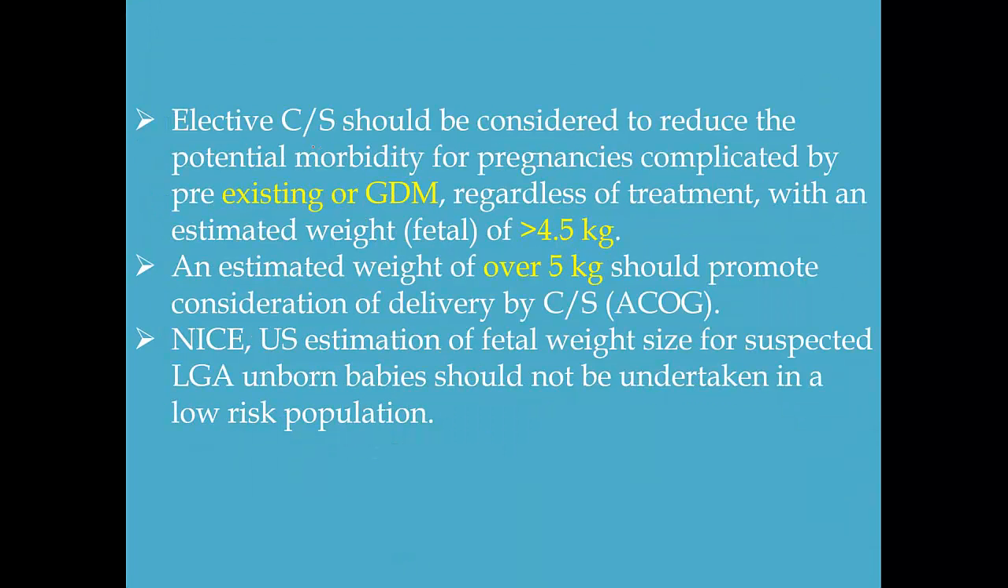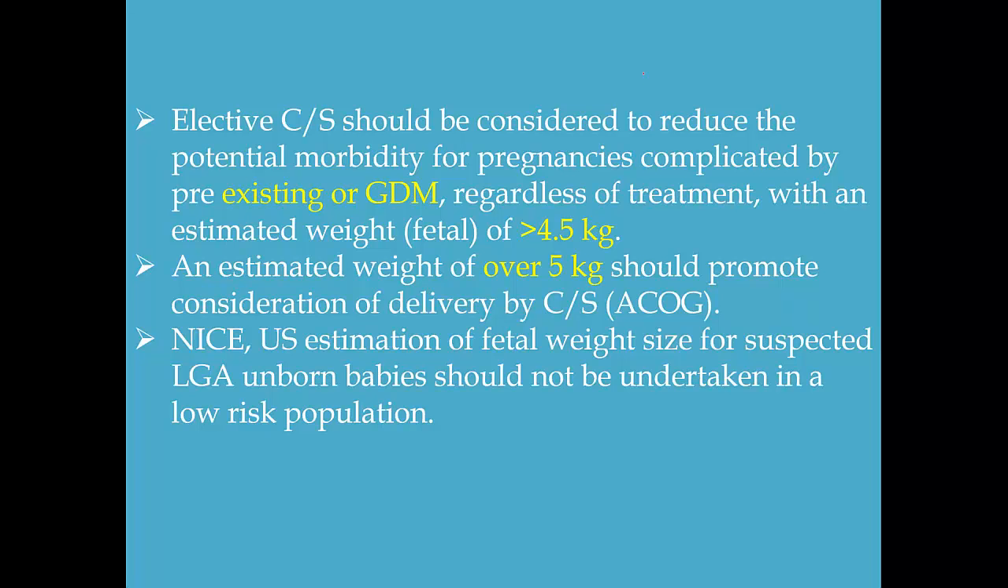Elective cesarean section should be considered to reduce potential morbidity for pregnancy complicated by pre-existing or gestational diabetes, regardless of treatment, with an estimated fetal weight of more than 4.5 kilograms. Elective cesarean section is recommended if the mother is complicated by gestational or pre-existing diabetes and the infant is more than 4.5 kilograms. An estimated weight over 5 kilograms should prompt consideration of delivery by cesarean section.